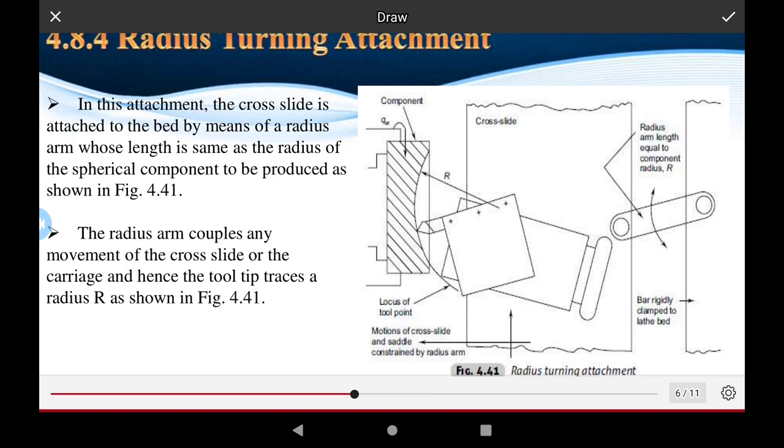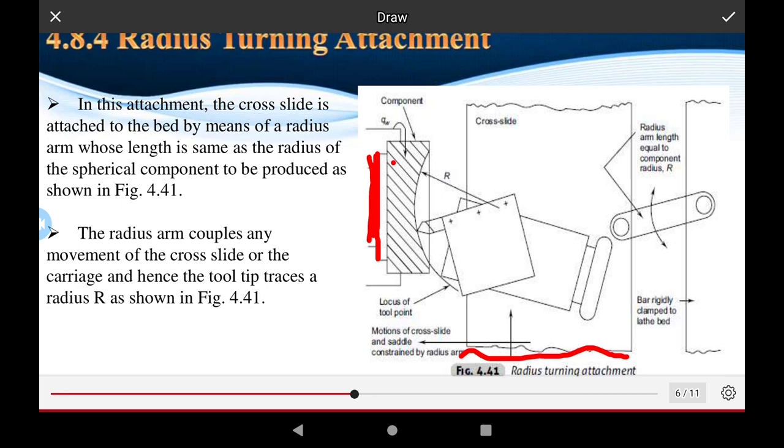This cross slide supports the tool. Okay, and the tool also rotates, performing the radius form on the workpiece. The workpiece is also fixed for holding, and the tool point is located. The motion of the cross slide is constrained constantly by the radius arm. Some elements of the radius turning attachment follow.